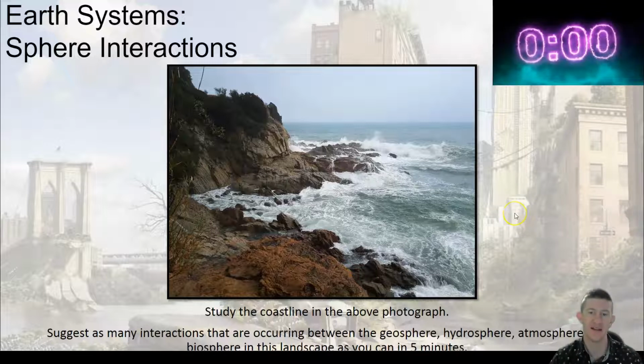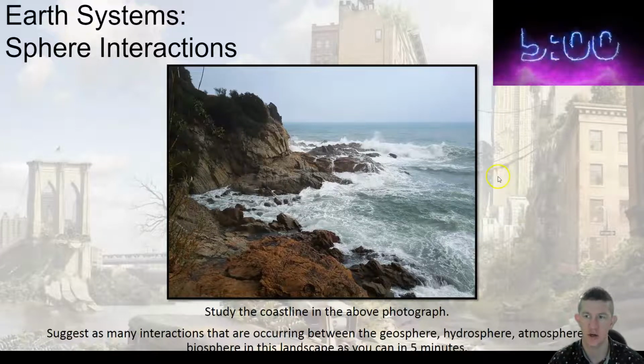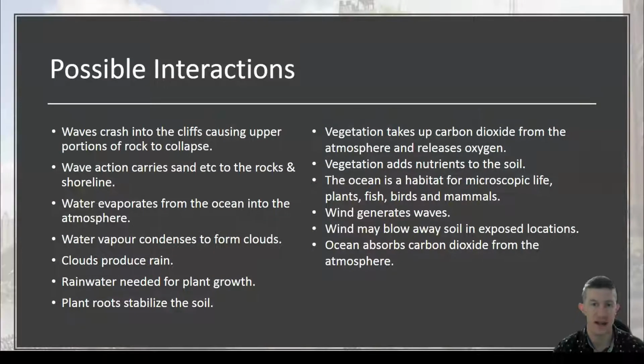Okay, welcome back. Let's have a look at some possible answers that you could have used within this. So the things that I've suggested are things like waves crashing into the cliffs, causing the upper portions of the rocks to collapse. So that's the link between the hydrosphere and the geosphere. We could have things like the wave action carries sand to the rocks and the shoreline, again, between the two.